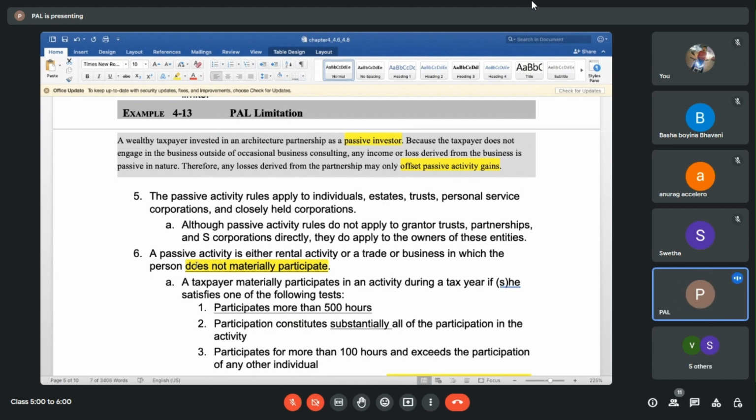And again, if it's a trade or business, the person should not materially participate. Then it will be considered passive. If the person is actively participating or materially participating, then obviously it becomes ordinary income.